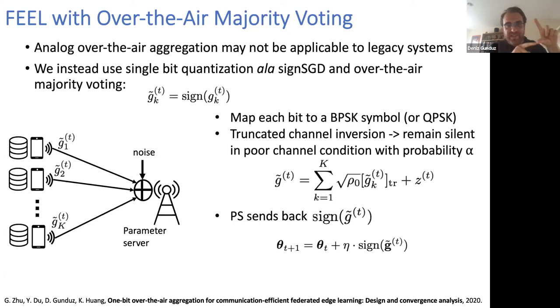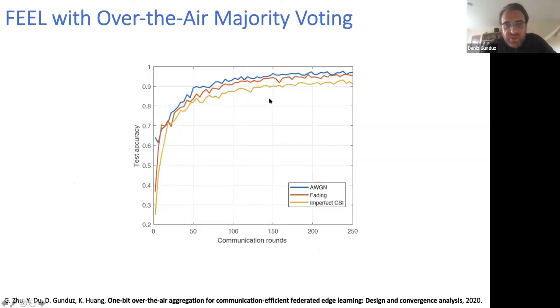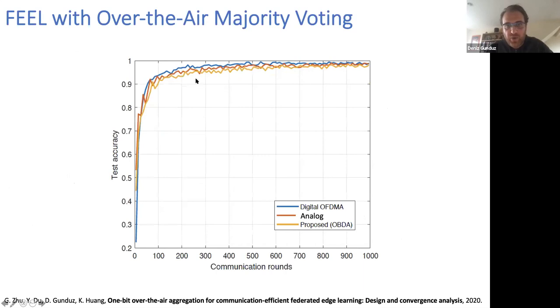So we basically took signSGD and sent these bits using just BPSK, or you can combine pairs and send QPSK, that's also fine. Now, instead of over the air computation, we are actually doing over the air majority voting. Maybe some users say plus one, some say minus one, and then you take the majority and push the gradient in that direction. And it turns out it works pretty good in general. Here, comparing with the digital scheme and the full analog scheme, the proposed scheme has very little loss.